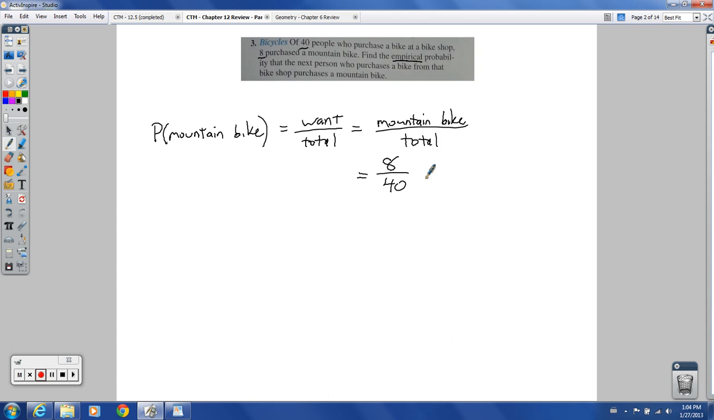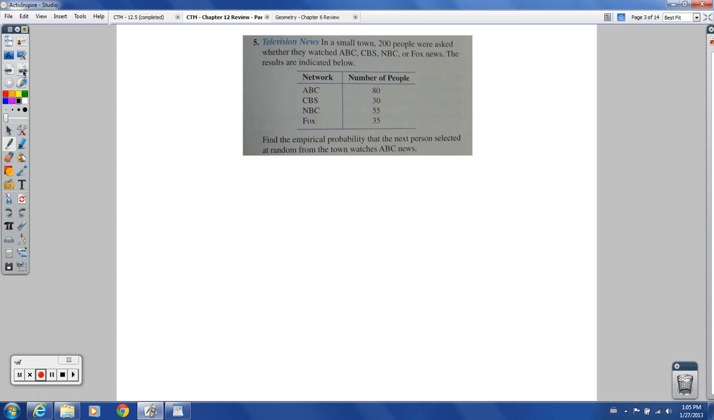You just need to reduce this, divide by 8, you're going to get 1 over 5. And so based on the things that have already happened, we're expecting that the probability of the next person to come in the store, if that person has the same chance of picking a mountain bike, would be 1 out of 5, based on what's already happened there. Let's move on to number 5 though.